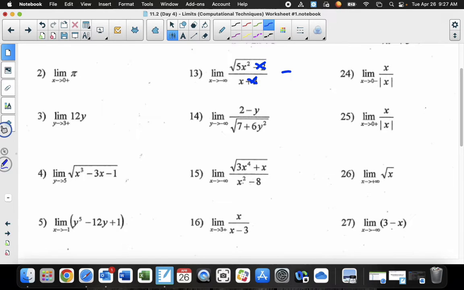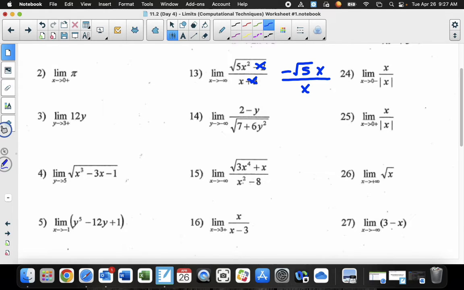Now we just do the algebra. Now we look at the problem and we say, all right, let's simplify this. In the numerator, square root of 5x squared, because that's all multiplied together, we can take the square root of each part. So we can take the square root of 5. And then what's the square root of x squared? X. I can evaluate and simplify that. So we get the square root of 5 times x. In the denominator, there's nothing to simplify. There's just an x sitting there.